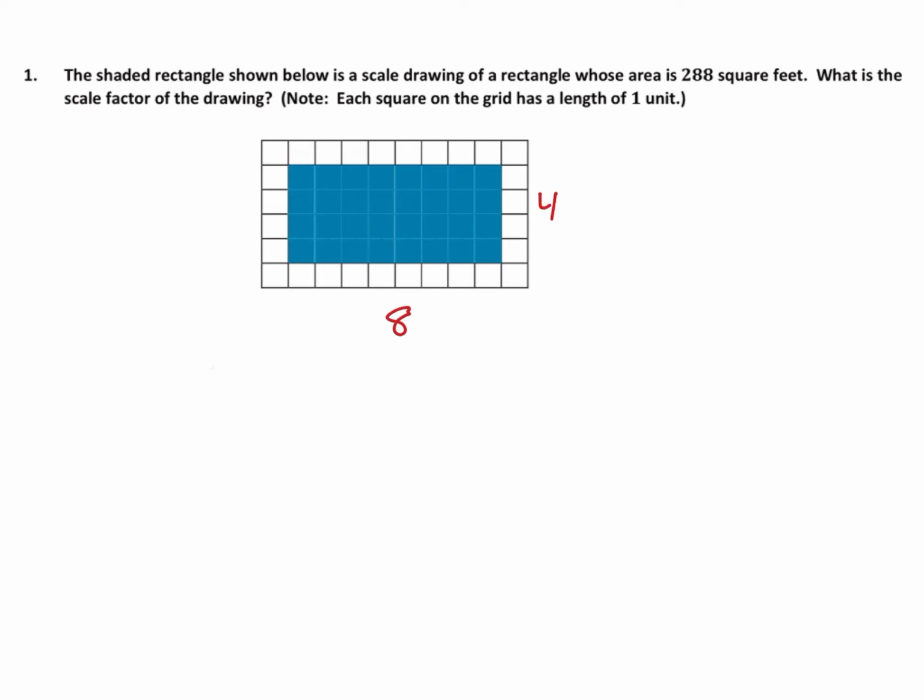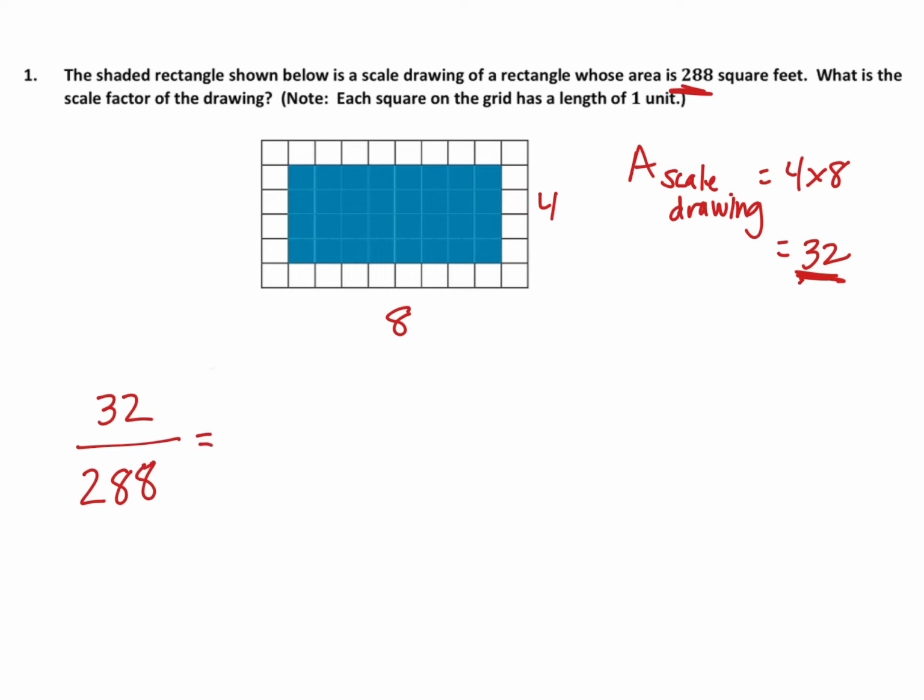And then this one is a 4. So the area of this scale picture is 4 times 8, which is 32. In class, we learned that the relationship between the areas is the scale factor squared. So we are going to create a fraction and then figure out what numbers we can multiply together to get these values. Since this is the scale drawing, it goes on the top and the original goes on the bottom.